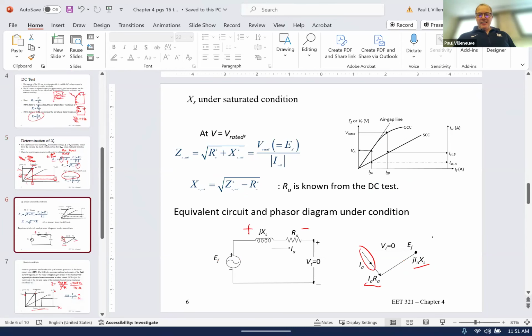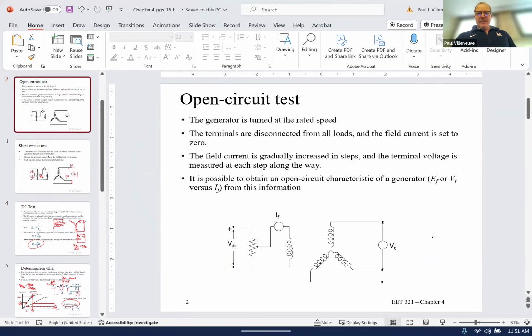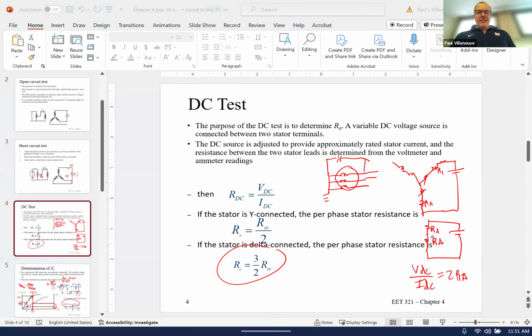If you look at, where's the slide? I have it. I'm just trying to find it.